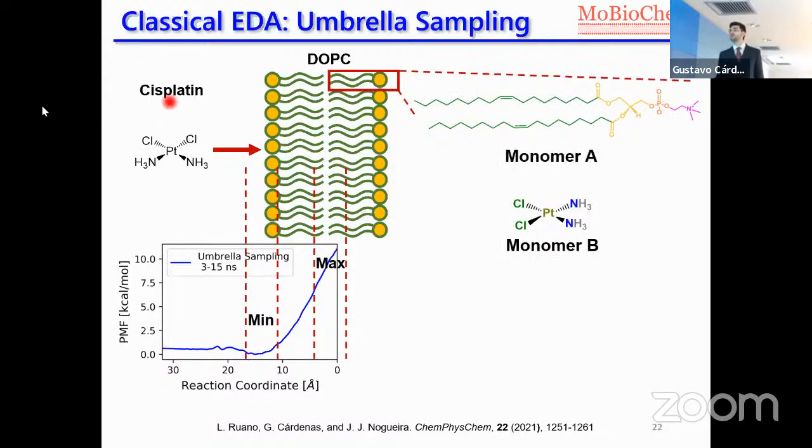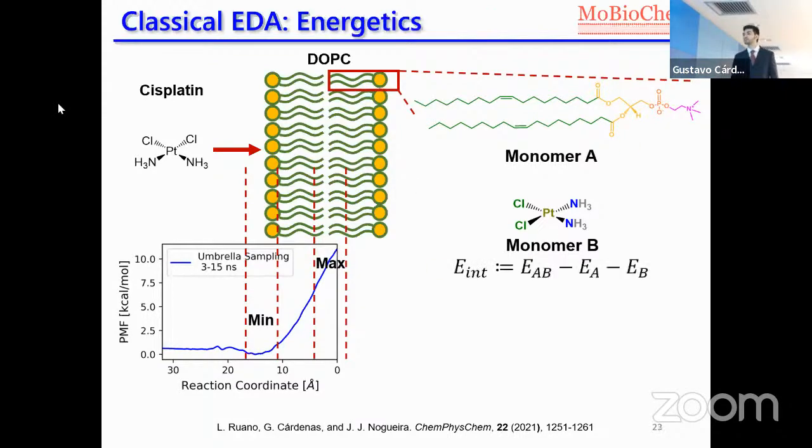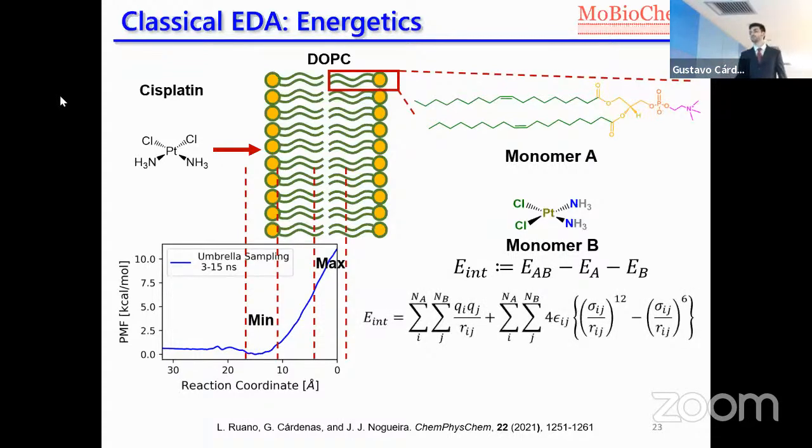Afterwards, we again subdivided the entire system into two different subsystems. One was the entire lipid bilayer, and the other one was cisplatin. At this point, we computed the interaction energy between these two systems. And since we did so by means of a classical force field, we obtained a nice expression, the one shown here. In this case, we can already identify different contributions.